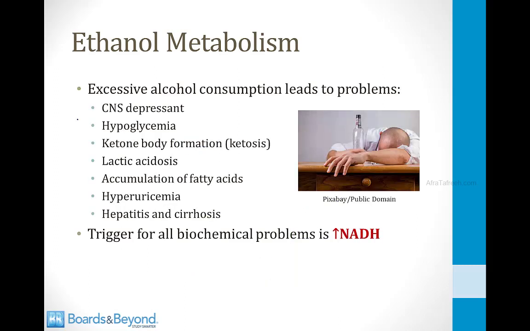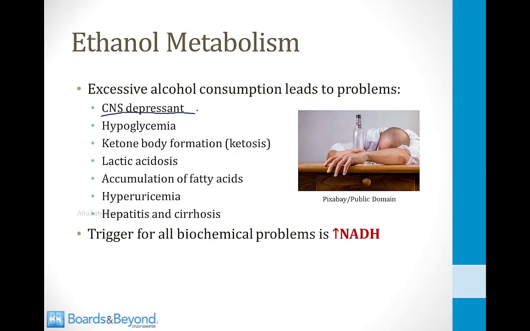So excessive consumption of alcohol leads to many health problems. The first health problem develops because ethanol is a CNS depressant. We won't talk about this much today, but most of you may know that people who drink too much alcohol can ultimately enter a coma state and even die, and that's because of the CNS depressive effects of ethanol. These other items I've listed on the screen are the biochemical consequences of too much ethanol consumption.